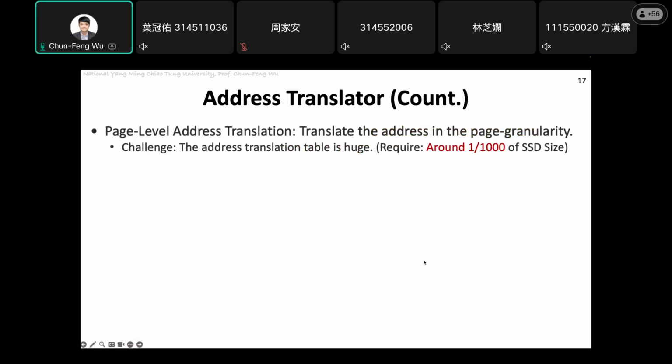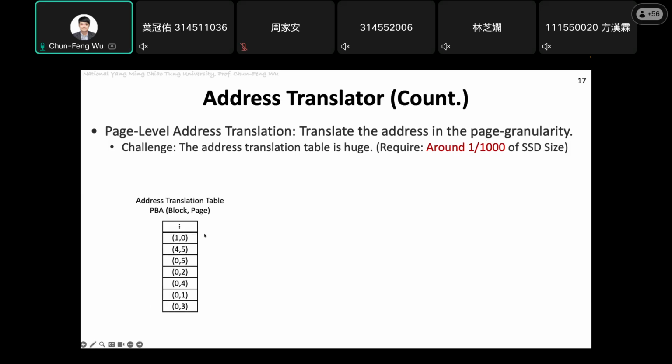Basically, there are two different ways to maintain this mapping table. One is called the page table. The other is called the block table. The page table translates the address at page granularity. And the challenge is very obvious, because in this case it will make your translation table very huge. How huge is it? Usually it is around one thousandth of the SSD size. So let's take a look at an example of how the page table works.